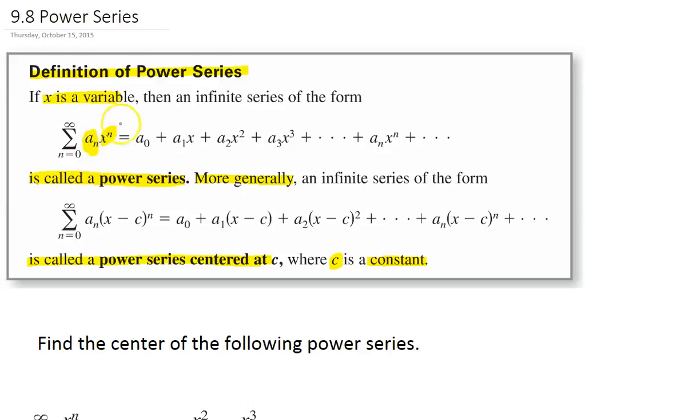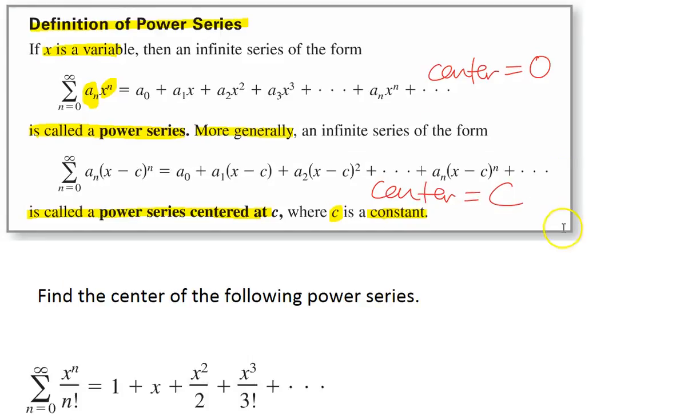So guys, this one here is actually a subset of this, right? Because when c is 0, you get x to the power n. So for this power series, the center is 0, whereas for this power series, the center is the constant c.